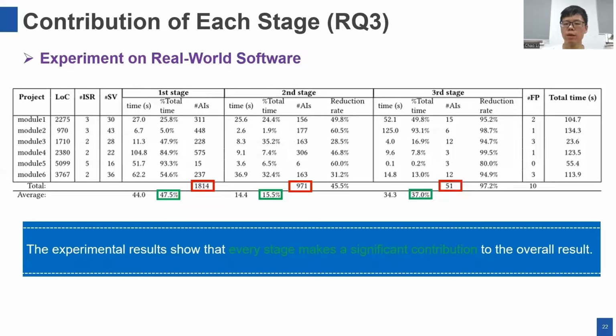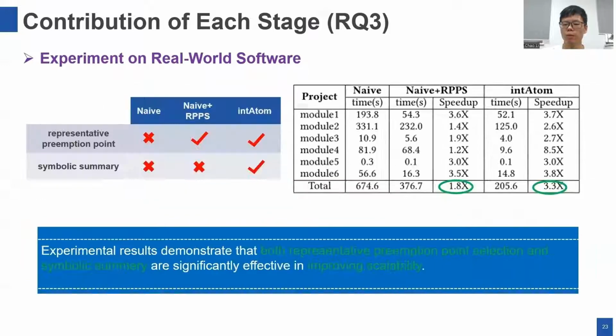To better understand the efficiency and effectiveness of each stage, we pay attention to the number of atomicity violation candidates detected by the first stage, the candidates pruned by the second and third stages, as well as their time costs. The experimental results show that every stage significantly contributes to the overall results.